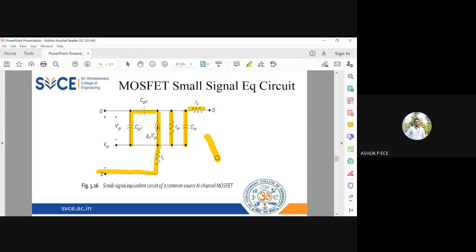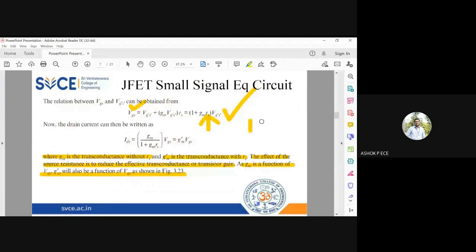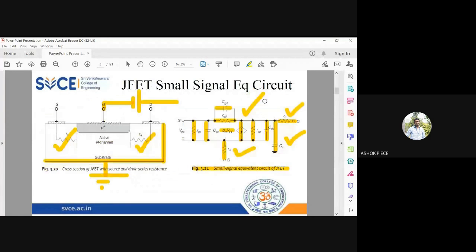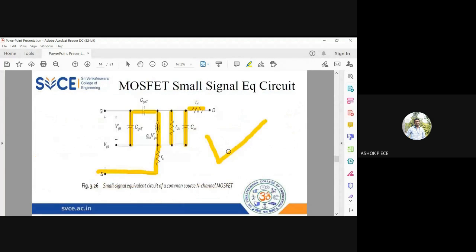Okay, so when you compare this small signal equivalent circuit of MOSFET along with the small signal equivalent circuit of JFET, you can clearly understand here you have so many components, but here it is completely reduced because the construction of MOSFET itself is completely different from the construction of JFET.